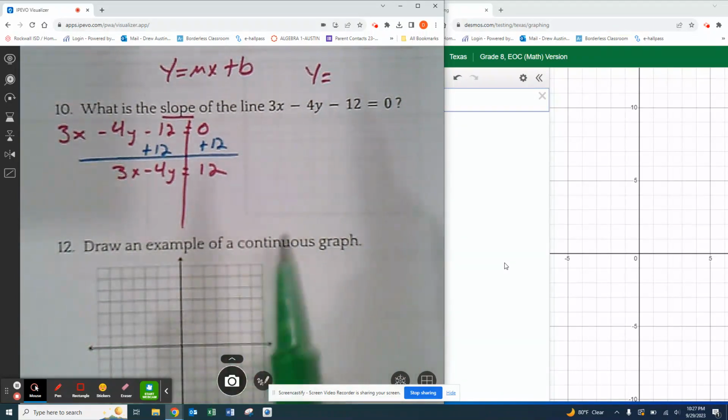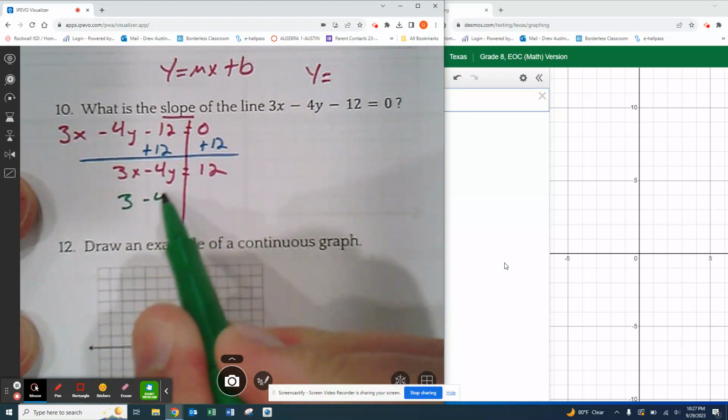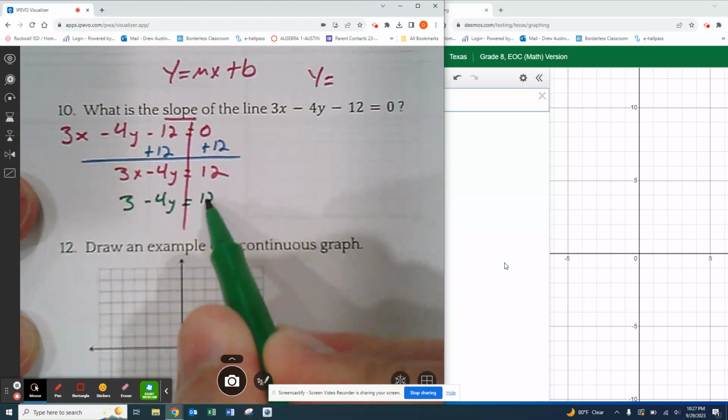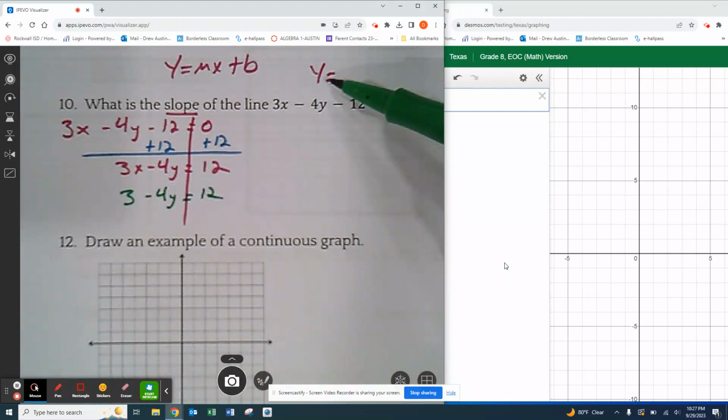So here's what I'm going to do. I'm going to write the problem like this: 3 minus 4y equals 12. You notice that I dropped the x value because I just want to know the method and the steps to get y by itself. That's my goal.